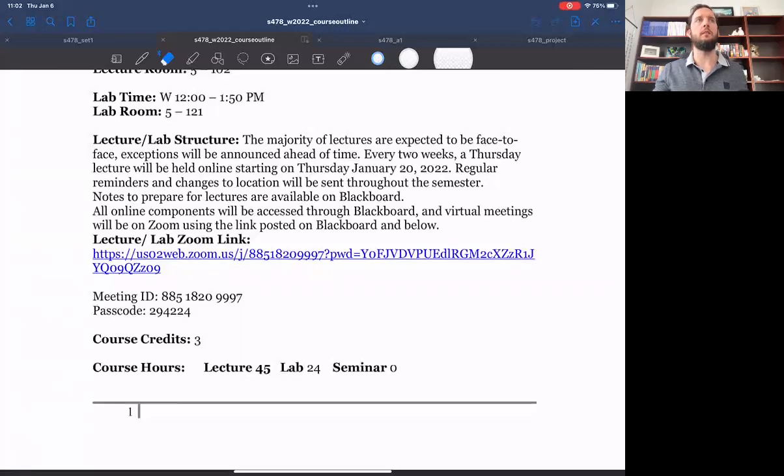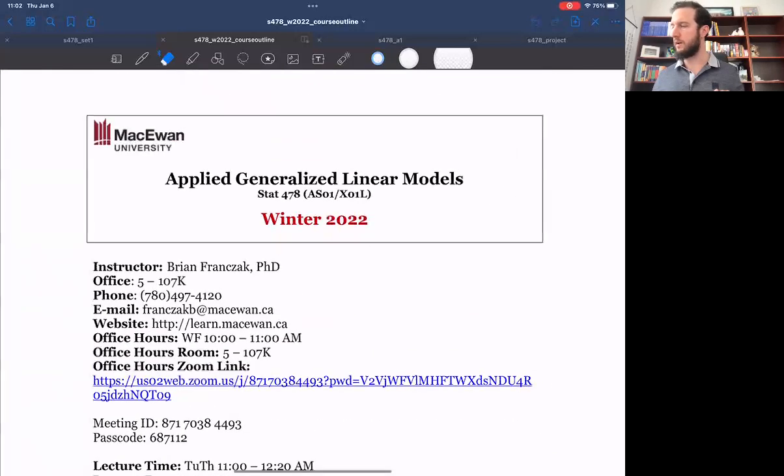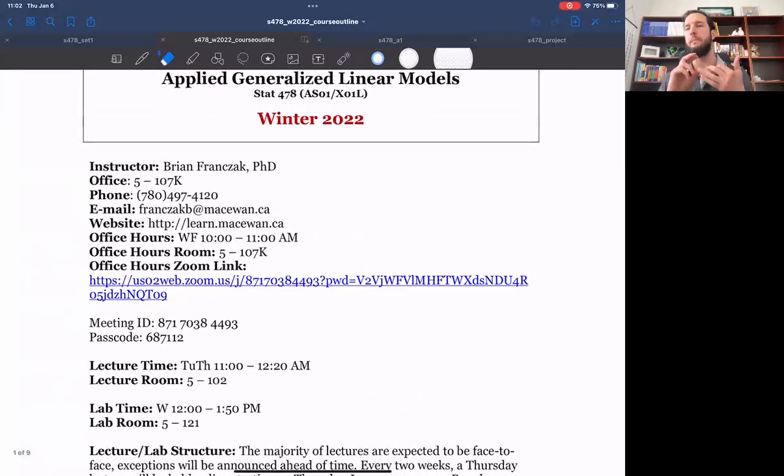So today, what we're going to do is basically go over the course outline, so the details of the class. We're going to talk about the assessments in the class, so assignments, projects, tests, and final exam, the weighting associated with those. We'll look at a tentative course outline, so the schedule of topics, and then we'll start the first lecture set, which is basically just review of Stat 378.